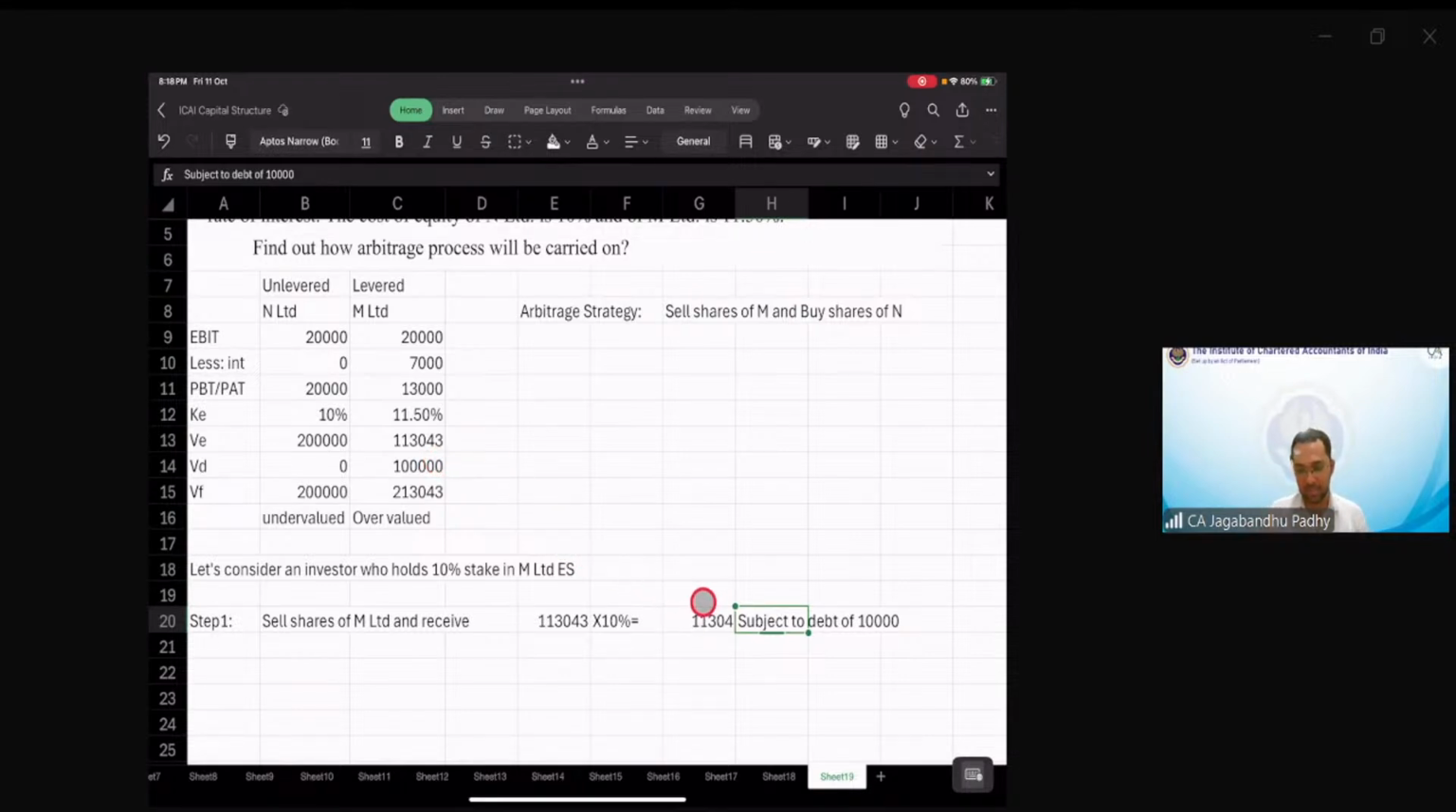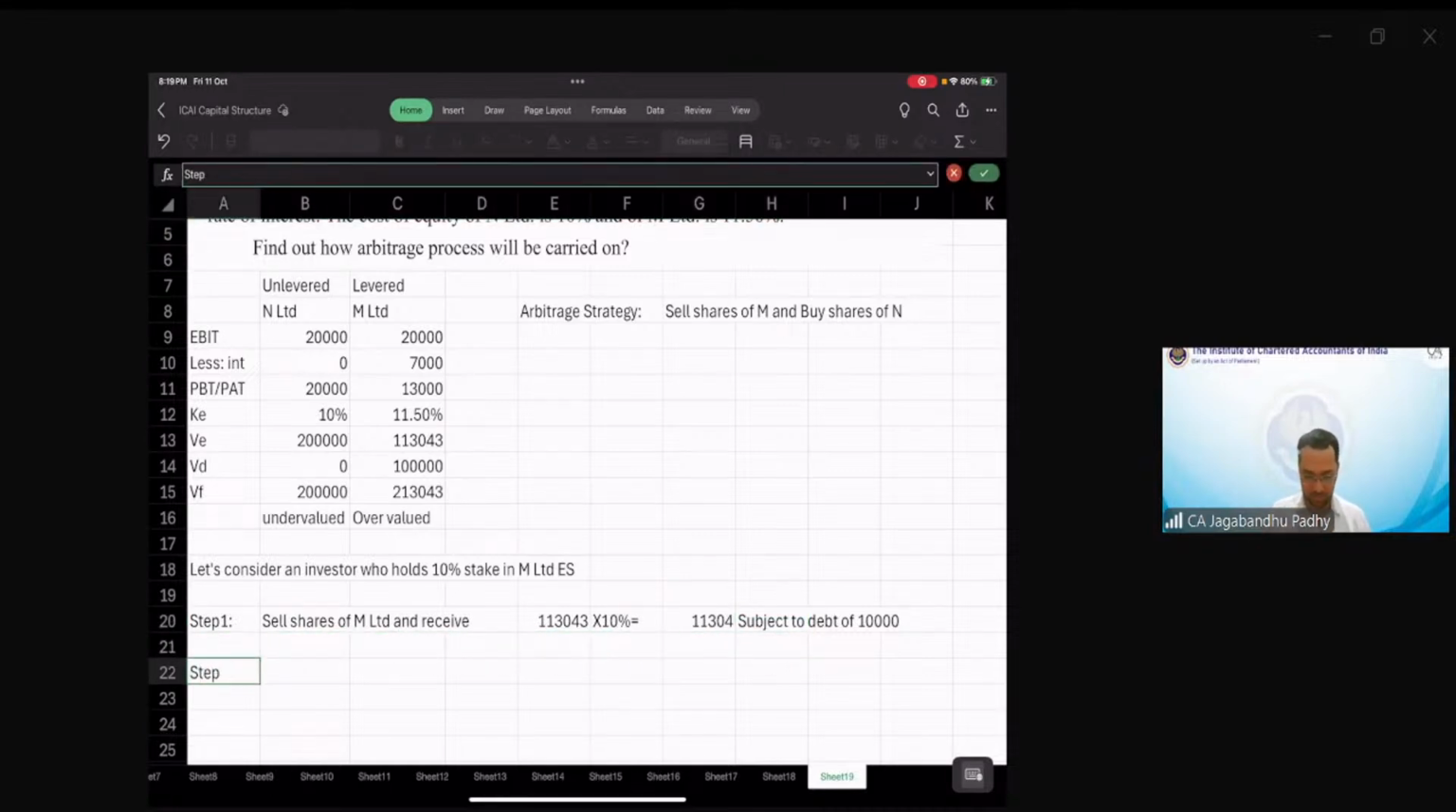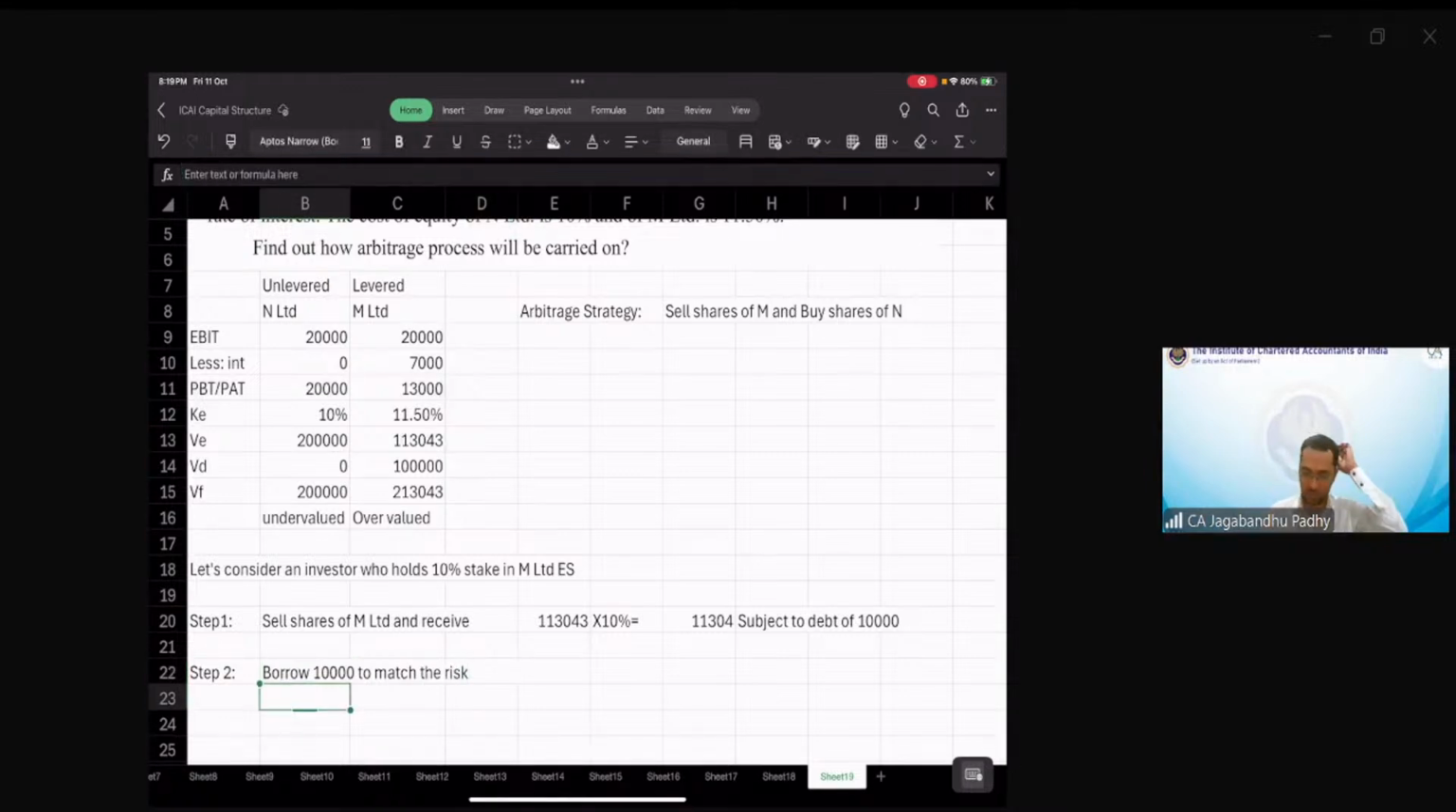Now, if I just take this 11,304 and invest in the shares of N, is the risk remaining the same as when I was invested in the levered form and when I'm invested in the unlevered form? No, the risk is not the same. So now, how do I match the risk? What I will do in the second step is borrow 10,000 to match the risk. So we are going to borrow 10,000 to match the risk.